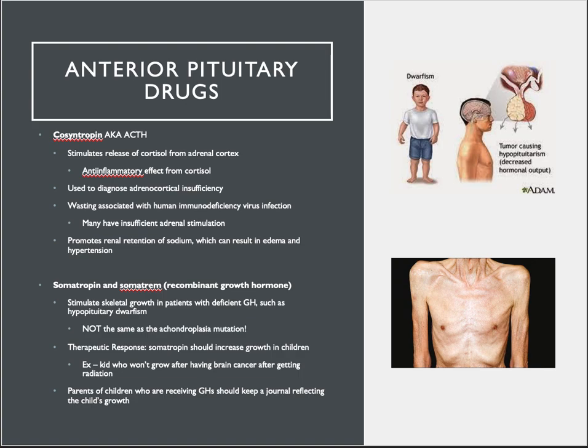All right, somatropin and somatrem, these are synthetic growth hormones. Recombinant means we've made it with DNA technology. And this we'd use to treat patients with deficient growth hormone. Now, there's a couple different kinds of dwarfism. The first one is the achondroplasia genetic mutation. That's a genetic mutation, and injecting those patients with growth hormone isn't going to do anything, okay?